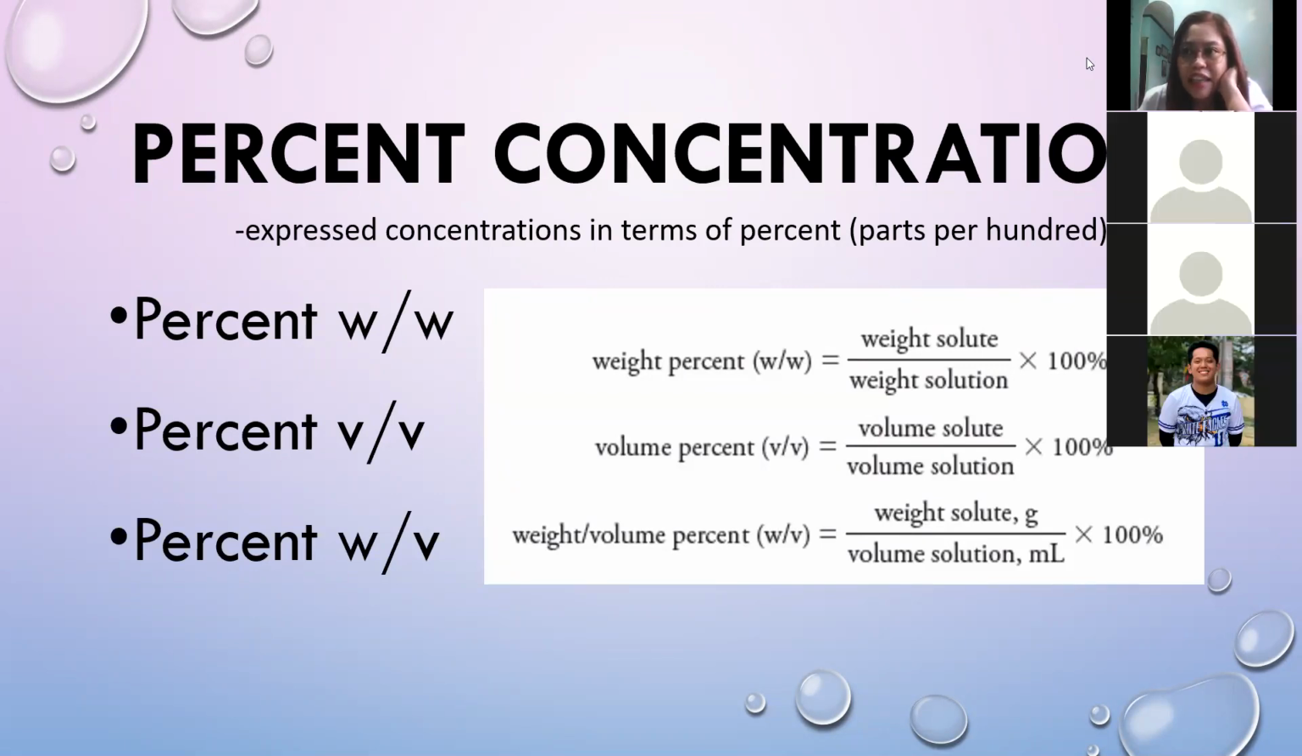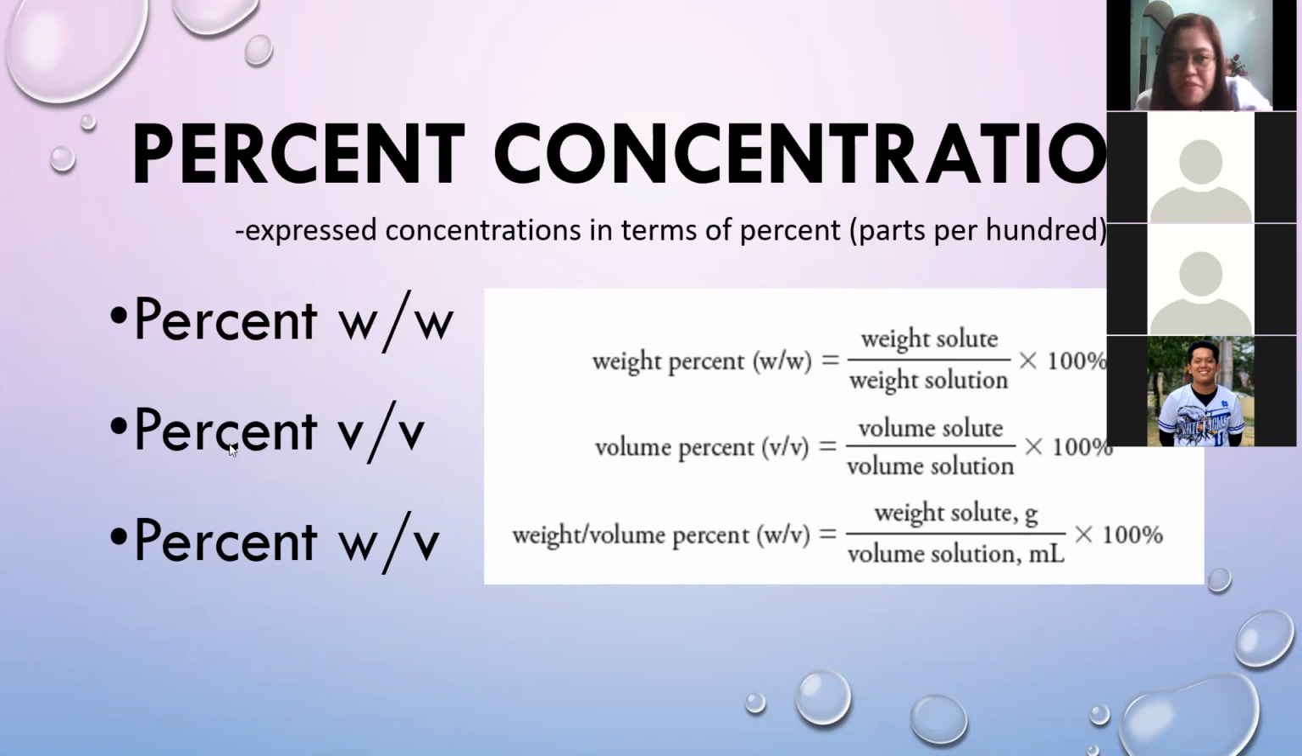Now we have 3 types of percent concentration. We have percent weight per weight. So pag percent weight per weight yan siya class, this one is our formula. Weight percent is equal to weight of the solute divided by the weight of the solution times 100. Okay? Weight percent ang tawag dyan.